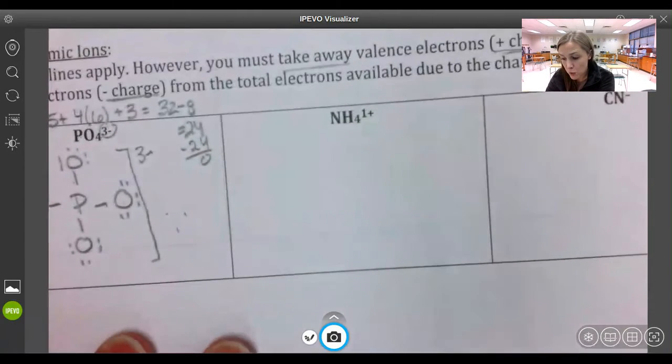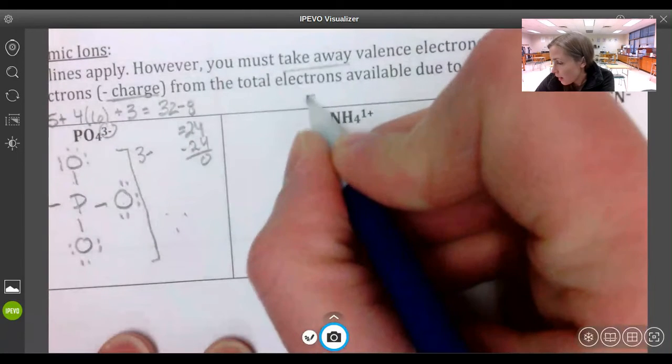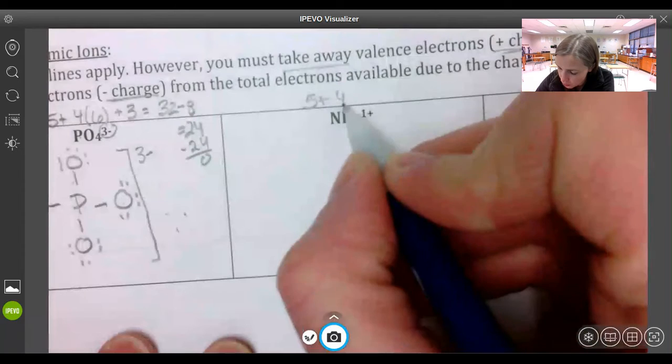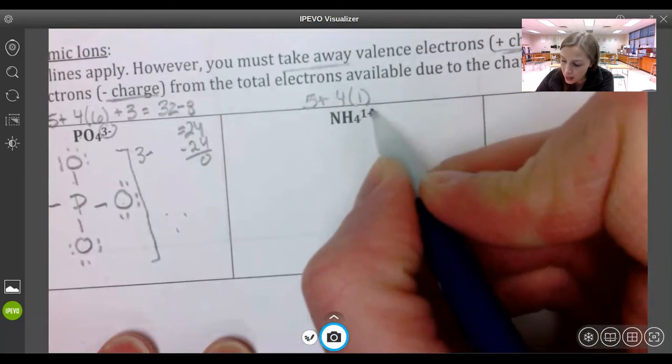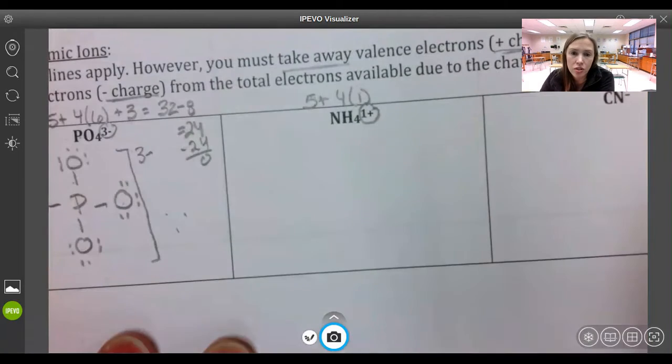So let's look at ammonium here. Nitrogen has 5 valence electrons. I have 4 hydrogens. They have 1 each. And now I have a +1 charge here. So I'm going to take away an electron. So in this case, I only have 8 electrons to work with.